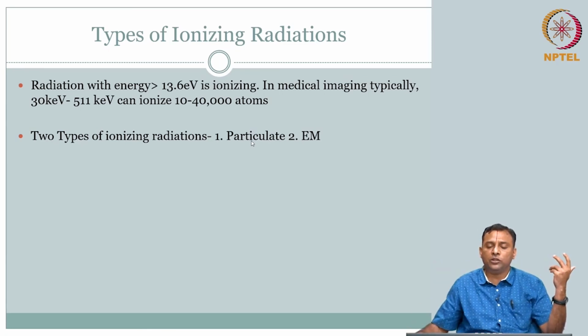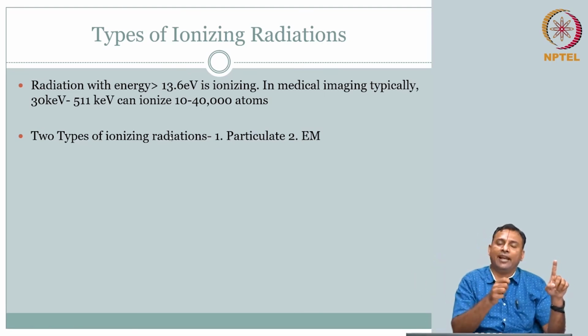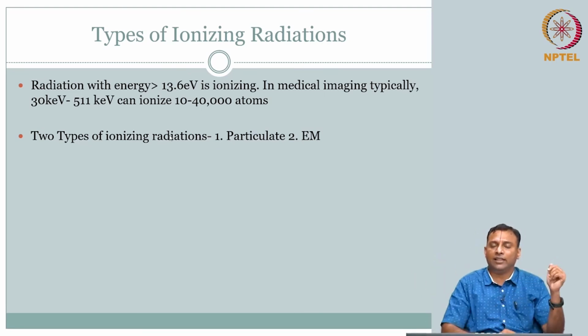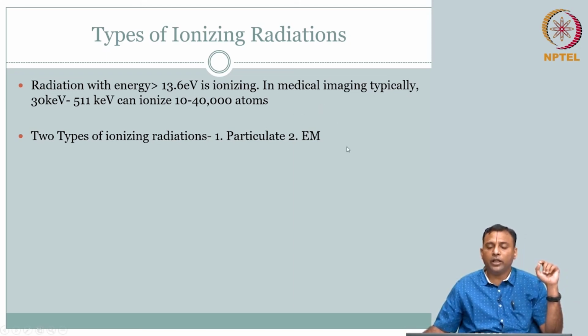So how can I use a particle for ionizing radiation? Just now we saw an electron, which is a particle. If you give it a voltage drop, it gains kinetic energy, bombards the tungsten, and ionizes it. Once after ionization, when the atom tries to go back to its ground state, it releases X-ray energy. So you can create ionization using particulate, or you can use electromagnetic radiation.